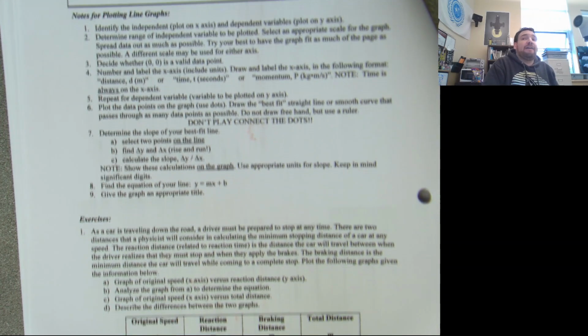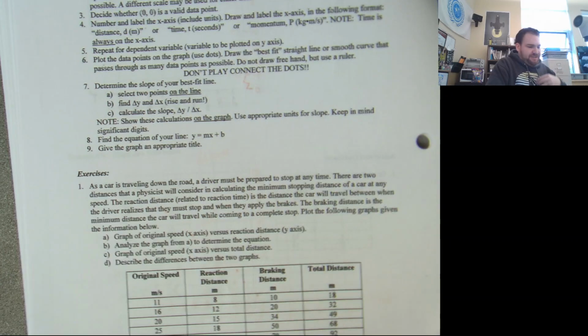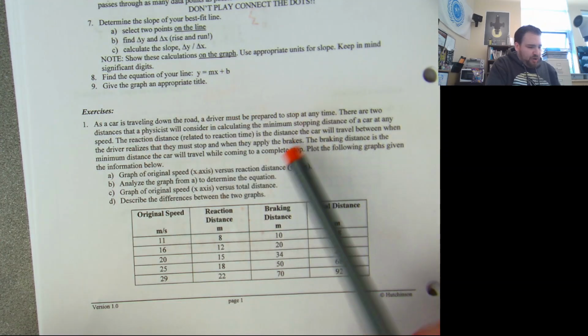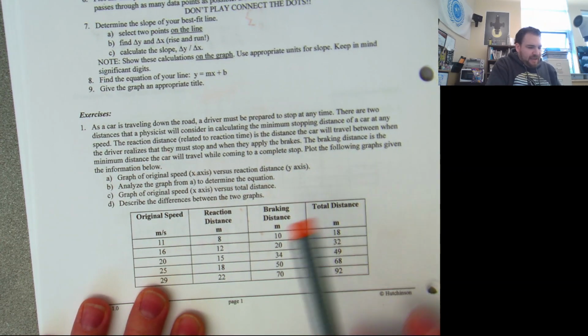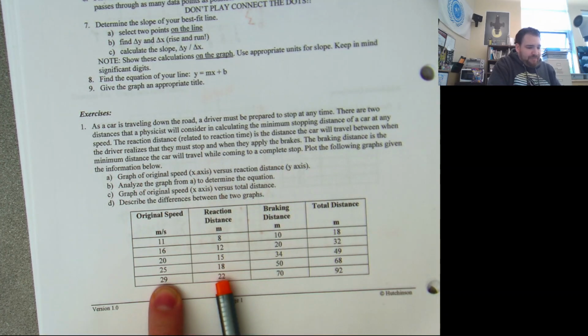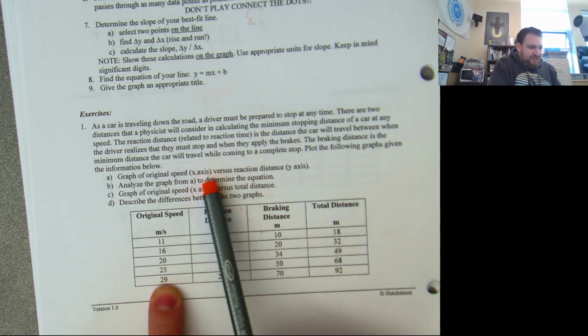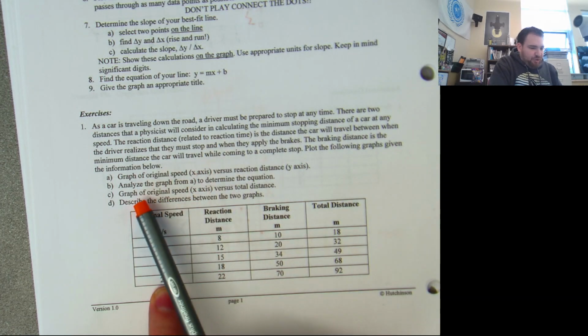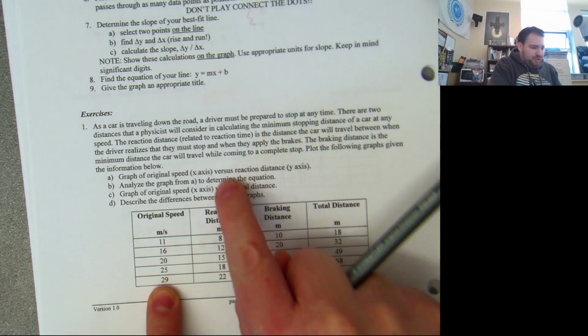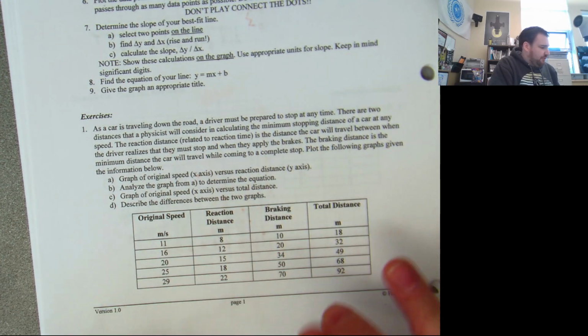Most of them will have you graph multiple things. So this one is a car traveling down a road. It gives you a whole set of data. It wants you to graph original speed versus reaction distance, so these two columns. Analyze the graph to determine the equation. And then it wants the graph of the original speed versus the total distance. And then it wants you to describe the relationship or the difference between the two graphs.